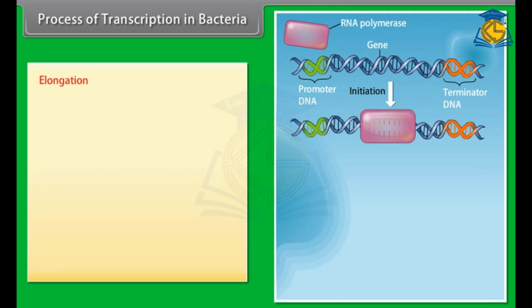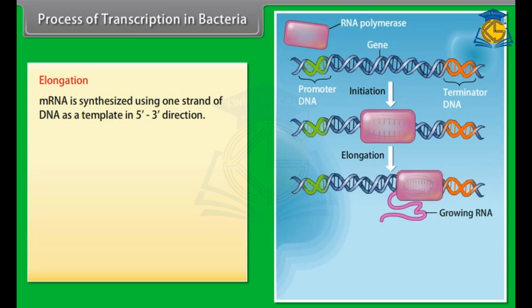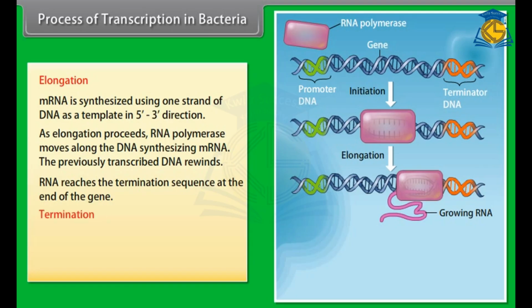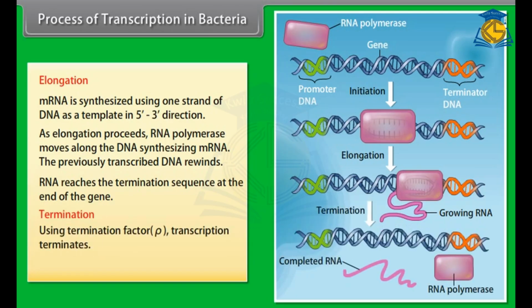Elongation. mRNA is synthesized using one strand of DNA as a template in 5' to 3' direction. As elongation proceeds, RNA polymerase moves along the DNA, synthesizing mRNA. The previously transcribed DNA rewinds. RNA reaches the termination sequence at the end of the chain. Termination. Using termination factor, transcription terminates. mRNA and RNA polymerase are released.